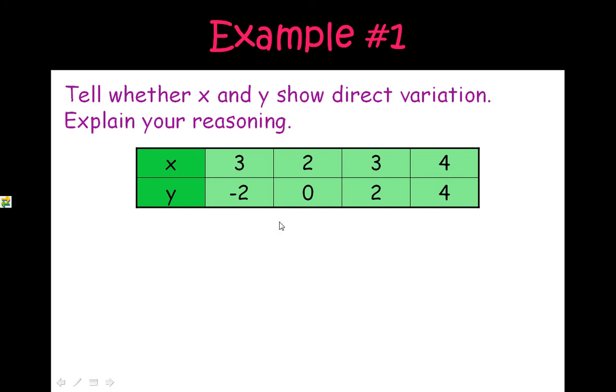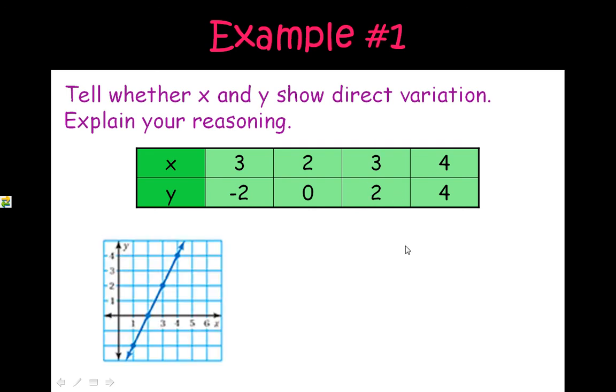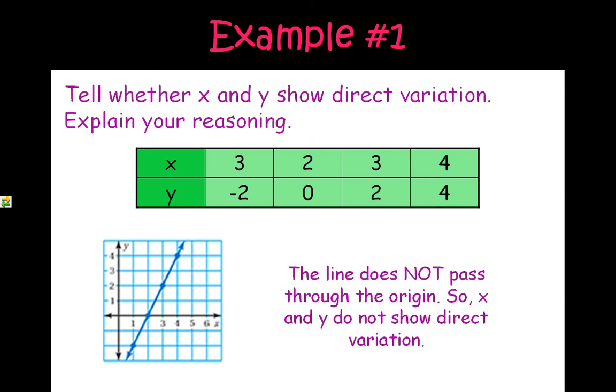If we do that, you'll see that this is not a proportional relationship, which means x and y do not show direct variation. For example, 4 divided by 4 is 1, and 2 divided by 3, well, that's not 1. And if you graph these points, you will see that it does not go through the origin. So the line does not pass through the origin, so x and y do not show direct variation. Yes, it is a straight line, but it does not go to the origin. It is not a proportional relationship. It does not show direct variation.